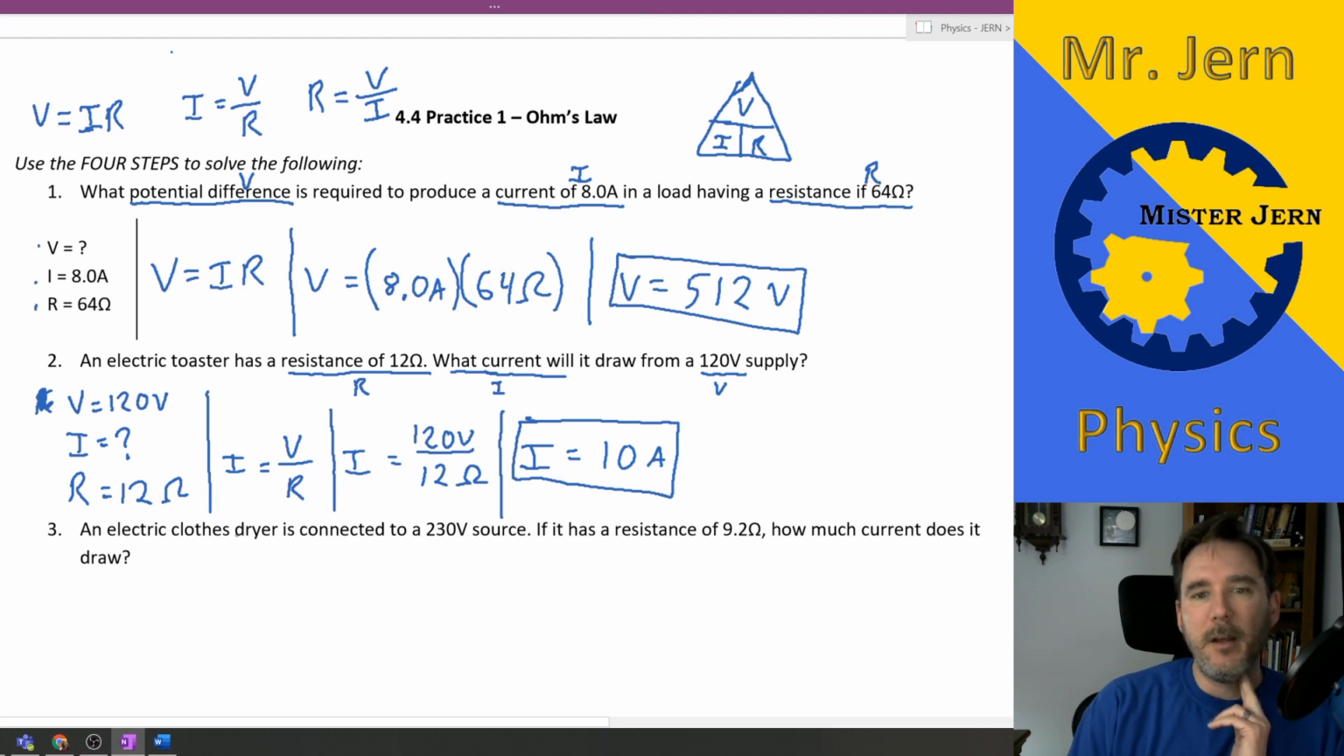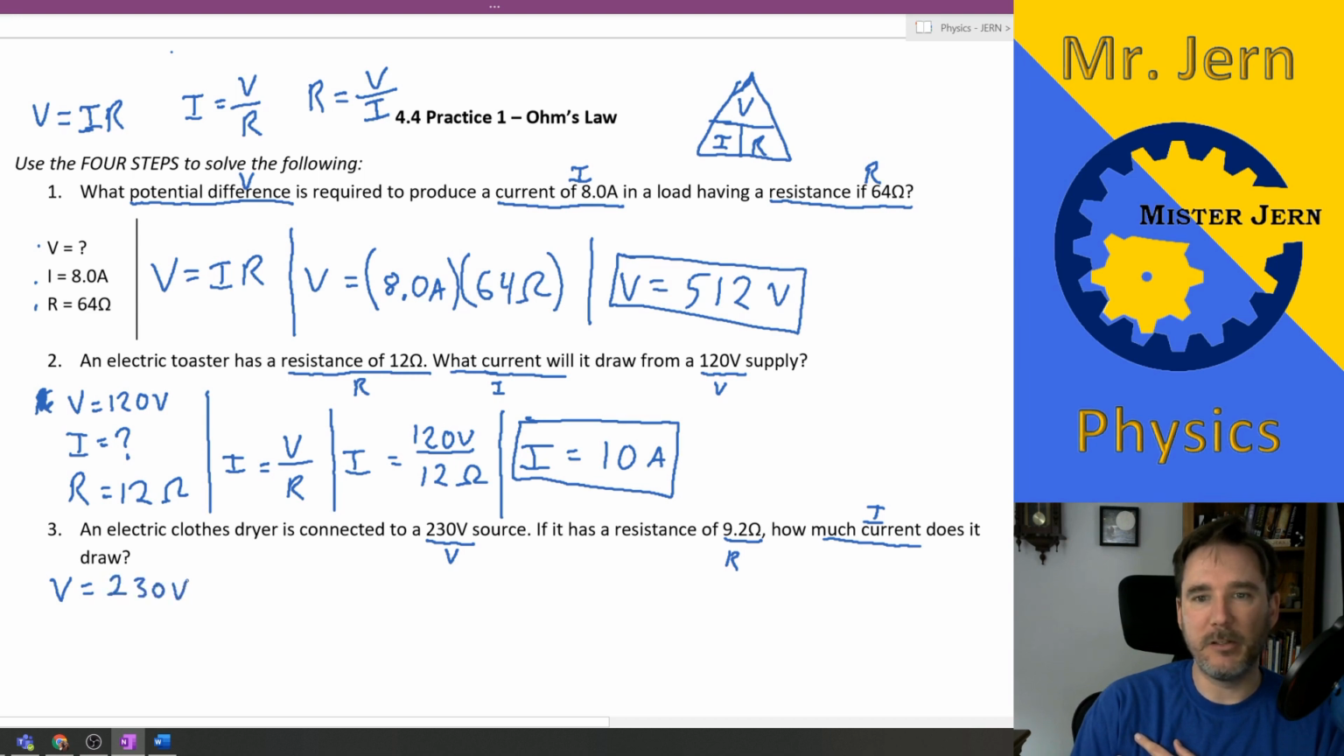So we have an electric current, and I lost my pen. There it is. Electric clothes dryer connected to a 230 volt source. That's obviously our voltage, and resistance of 9.2. That'll be our R. We want to know how much current, so that's going to be our I again. So we should do this just like we've been doing it. Keep with the pattern, and you'll be less likely to mess up.